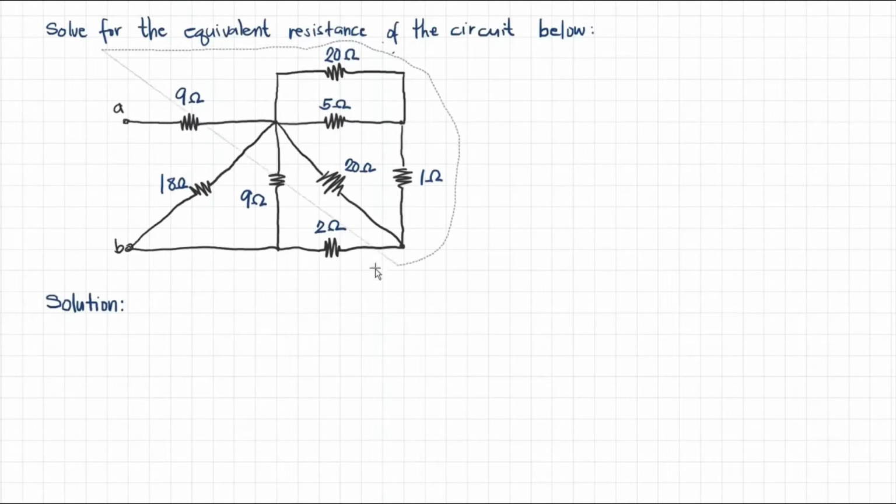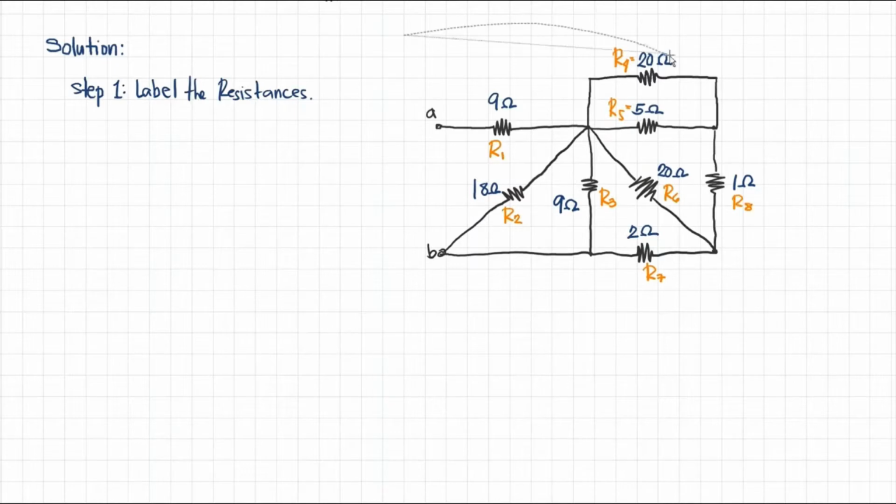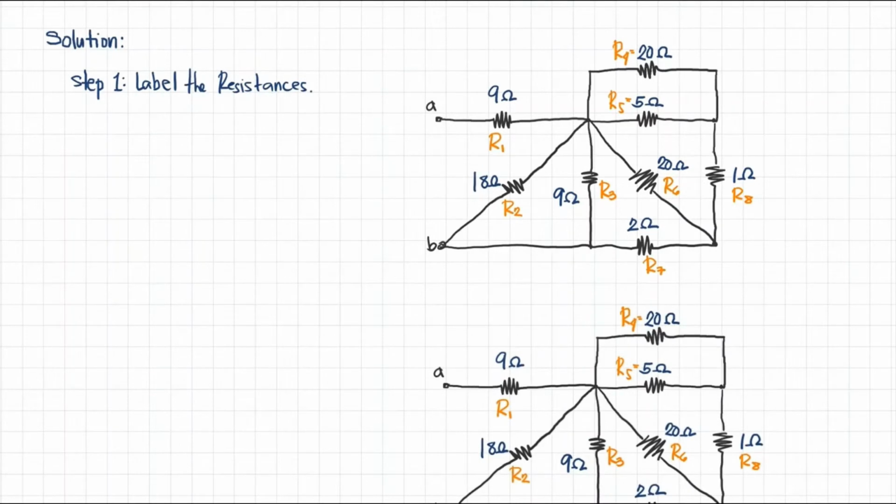So the solution, the first step is of course to copy the figure, and once we have already copied the figure, we label the resistances. It's important that we label the resistances because later on in our solution, it's easier to call each one with a number, no? For example R1, R2, etc. In this case, we can just label it from R1 to R8. You can choose what labels to use.